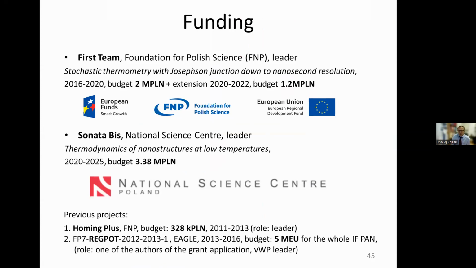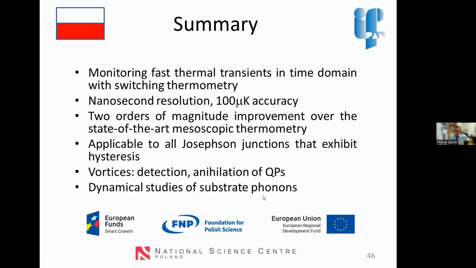Over the years, I received funding from the Foundation for Polish Science. Currently, I'm running a grant, the First Team, which is coming to an end. Together, I gathered 3.2 million zlotys in this grant. Another currently running grant is Sonata Bis, 3.4 million zlotys. My previous project was Homing Plus, where I was also leader, and I took part as one of the authors of the grant application in our institute grant, the famous Eagle, which allowed me to buy this low temperature apparatus.